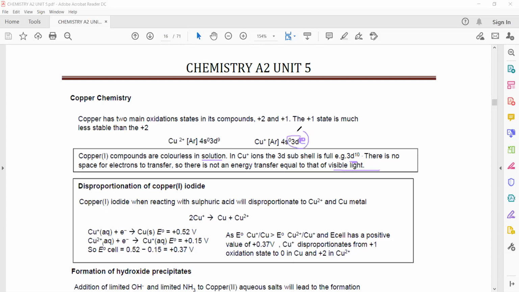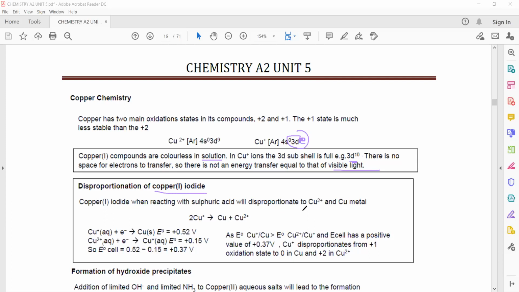So because the d orbital is complete, copper does not tend to show colour. The copper 1 compounds are colorless in the solution. But if they form a precipitate, they may be colored, while in the solution they are colorless. Why are they colorless? Because the d orbital is full, or complete. So, disproportionation of copper 1 iodide.